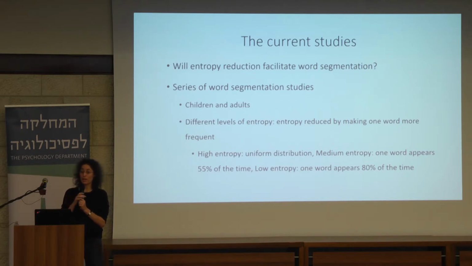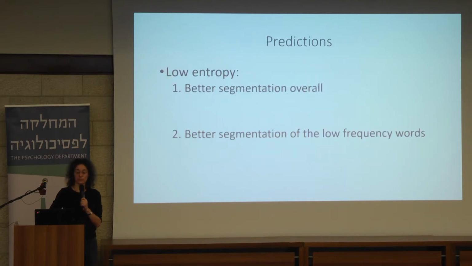word segmentation. And we did a series of studies on children and adults looking at different levels of entropy. We changed entropy by making one of the words more frequent, so a very simple manipulation. Okay, so we have high entropy, which is the uniform distribution, the usual one, medium entropy, where one word appears 55% of the time, and low entropy, when one word appears 80% of the time. Okay, and our predictions were that low entropy will show better segmentation overall, and also for the low frequency words.